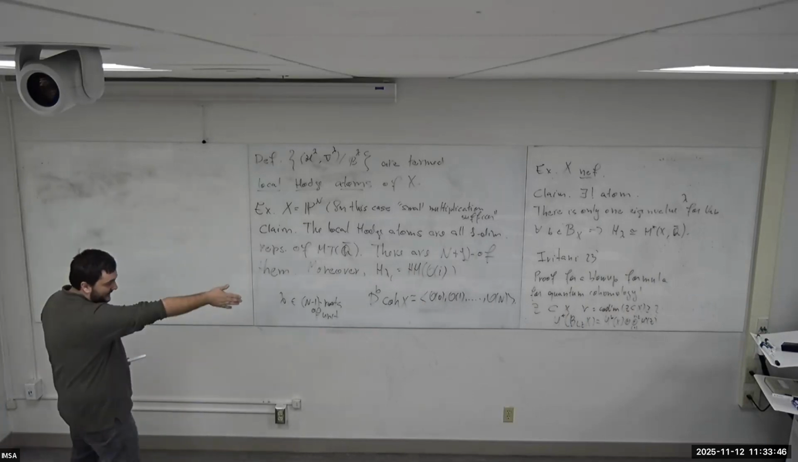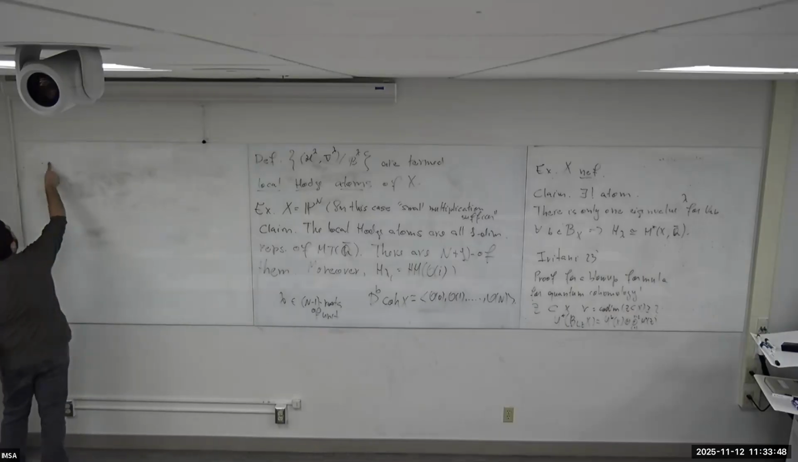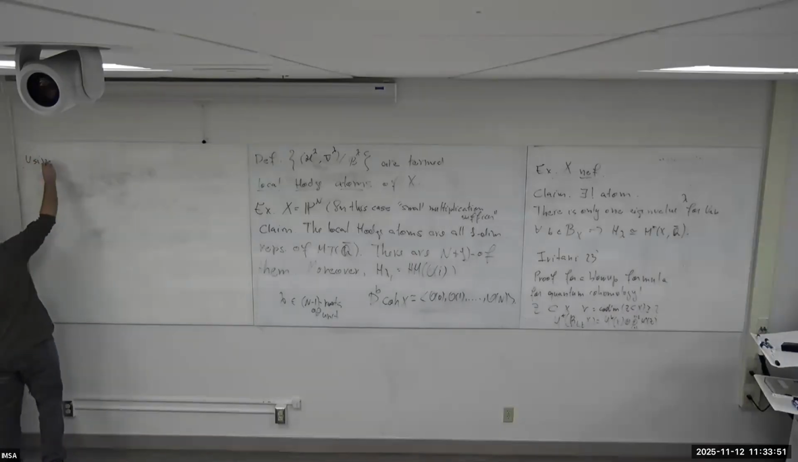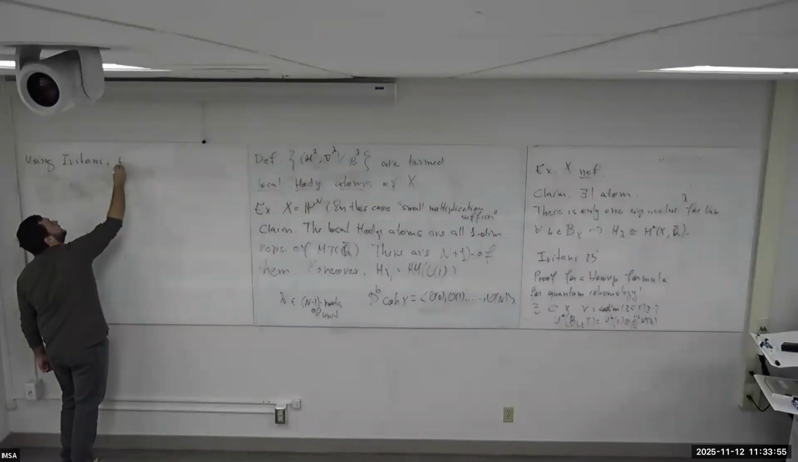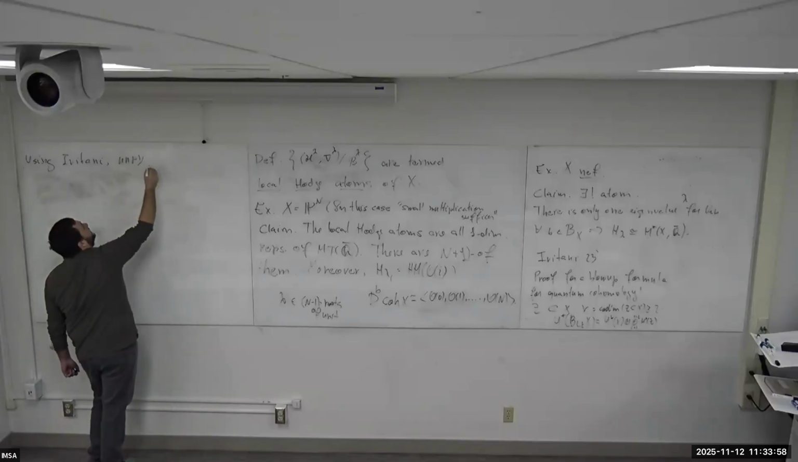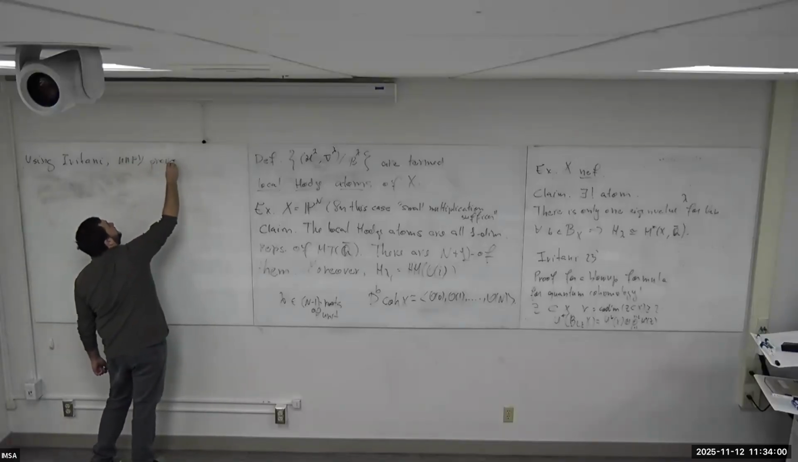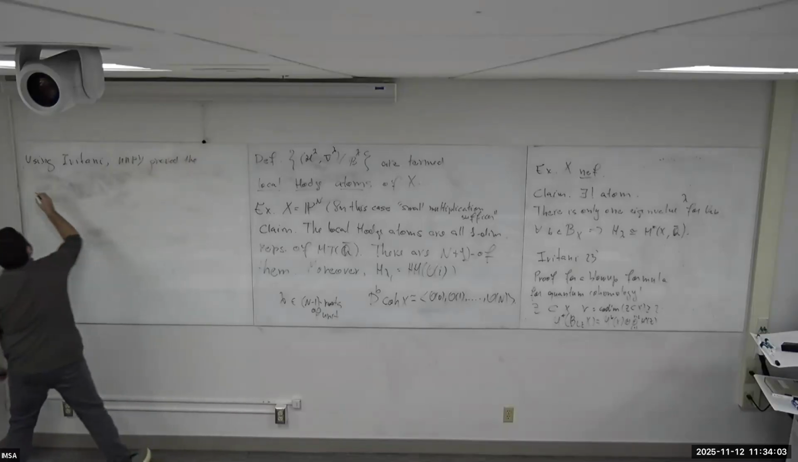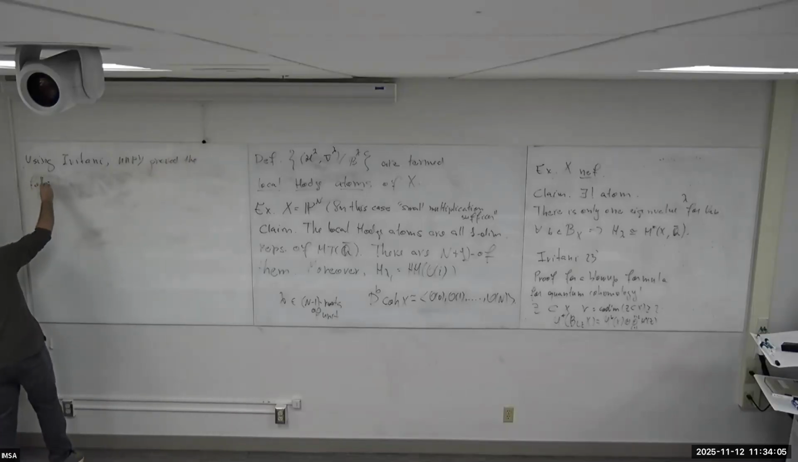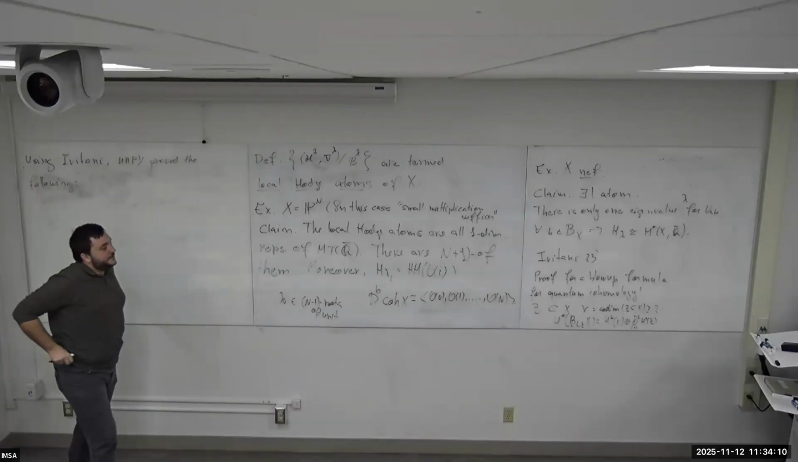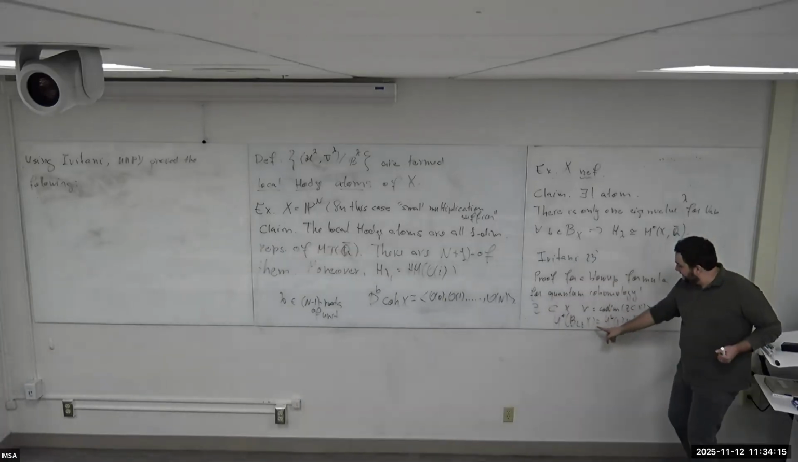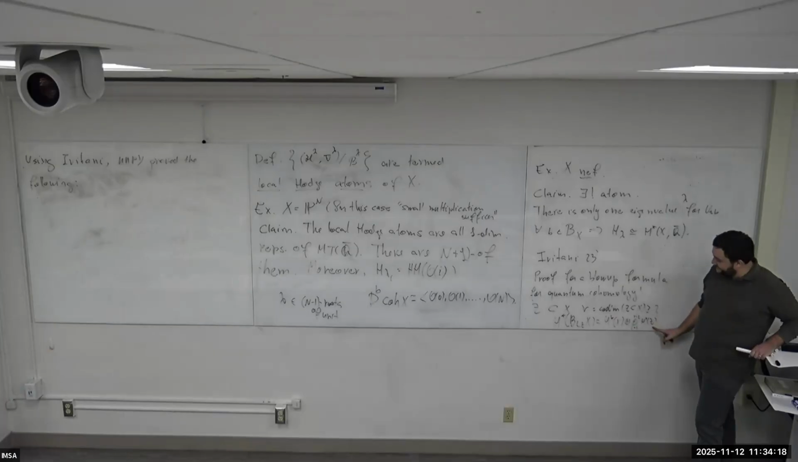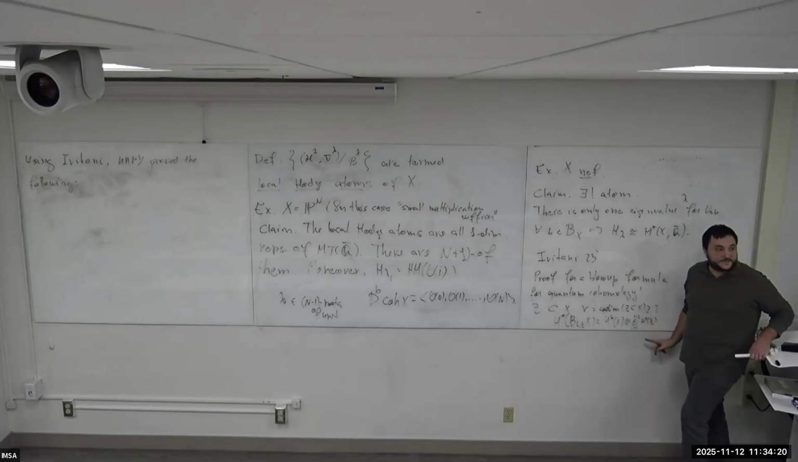This is classical, not Iritani. Then, using a combination with Iritani, AKPY prove the following. So you see that on this left side, the blow-up is written in terms of the homology of X and R minus 2 times the homology of the center.